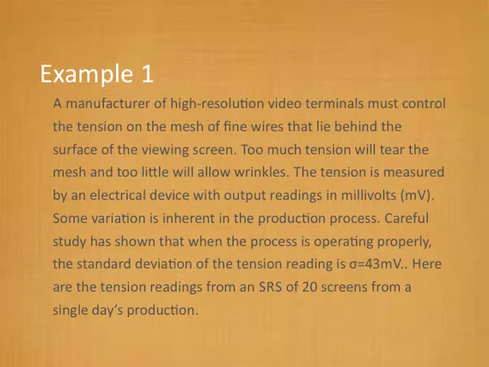Example 1. A manufacturer of high-resolution video terminals must control the tension of the mesh of fine wires that lie behind the surface of the viewing screen. Too much tension will tear the mesh and too little will allow wrinkles. The tension is measured by an electrical device with output readings in millivolts, mV. Some variation is inherent in the production process. Careful study has shown that when the process is operating properly, the standard deviation of the tension reading is sigma equals 43 millivolts. Here are the tension readings from an SRS of 20 screens from a single day's production.